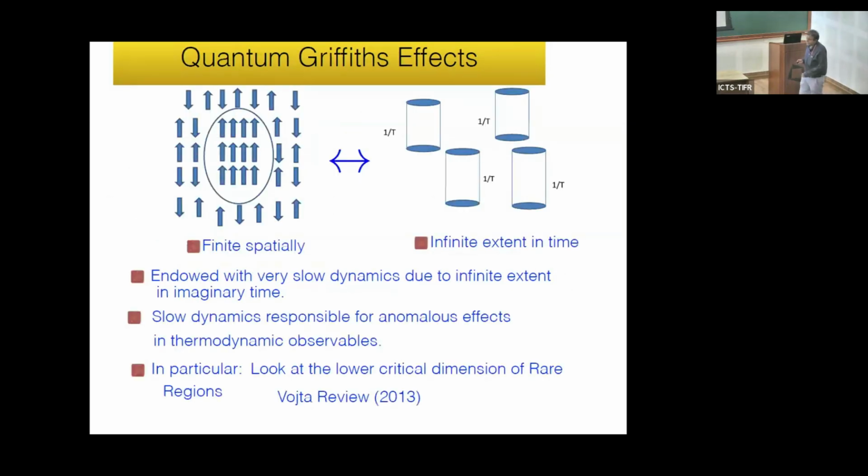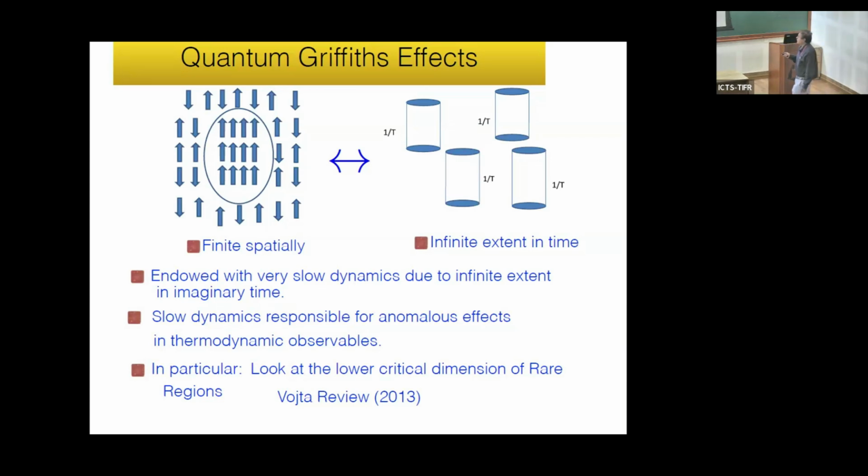So there is a very interesting way of how one could think about this infinite randomness physics and the fact that you have a correlation length that diverges as you approach the critical point, and this divergence is controlled by a non-universal exponent. Essentially, one can think of this in terms of rare regions. So what are these rare regions? These are regions of local order when the bulk is still in the disordered phase.